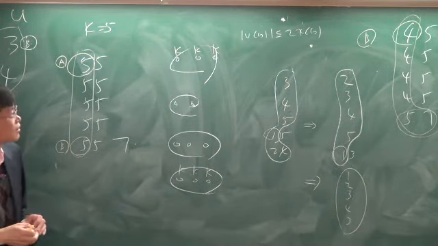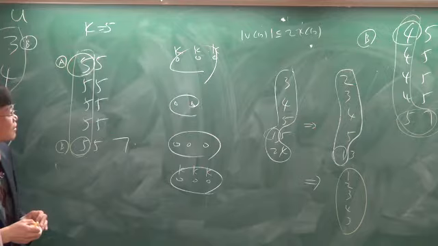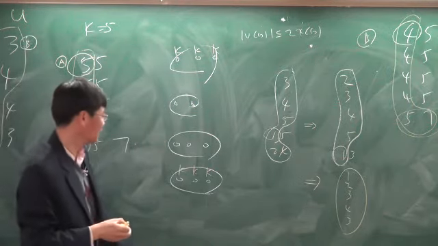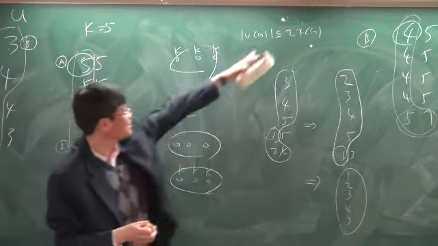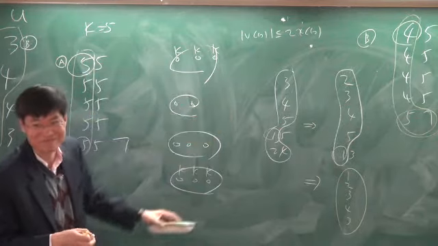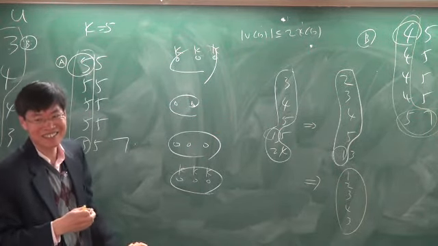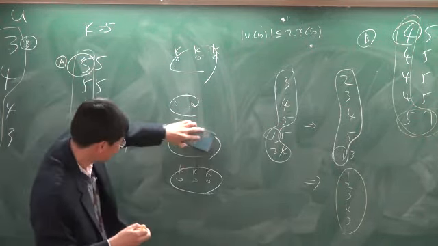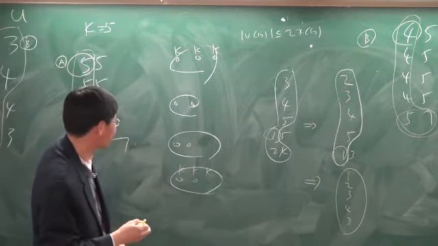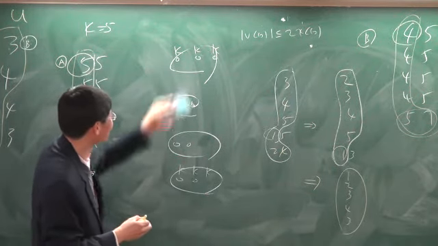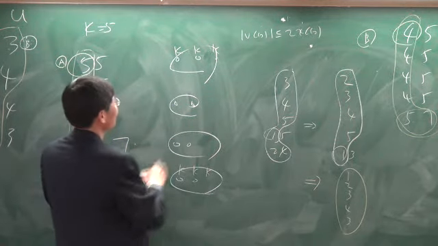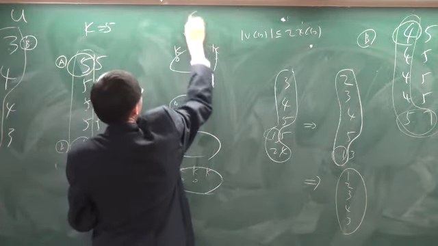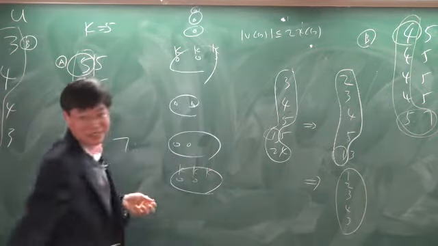Wait a minute. I see what you mean. This graph does not satisfy this condition. Right. Plus 1. Too many isolated vertices.